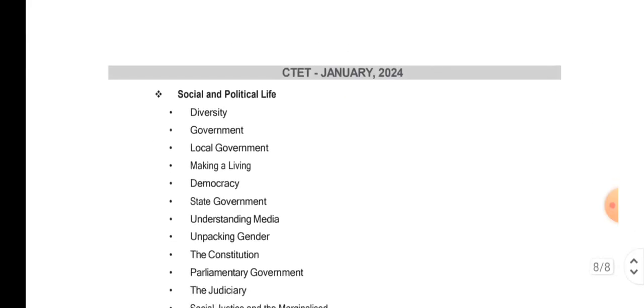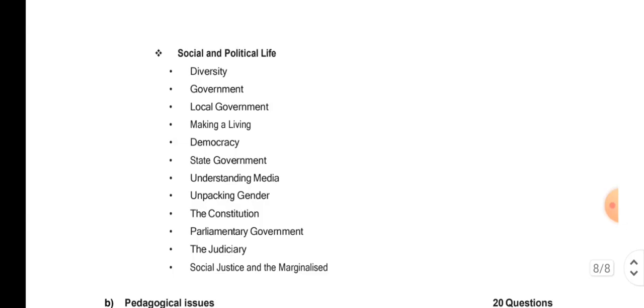Let's go to social and political life. Diversity. So this is civics basically. Diversity, government, local government, making a living, democracy, state government, understanding media, unpacking gender, the constitution, parliamentary government, the judiciary, and social justice and the marginalized. So all these you gotta know.